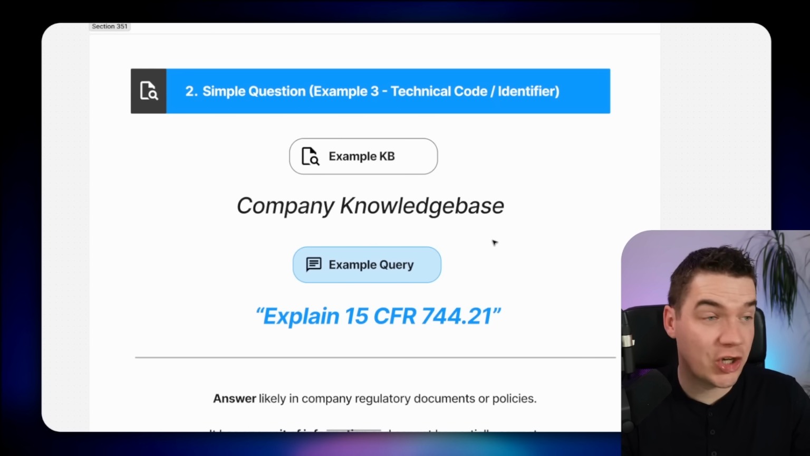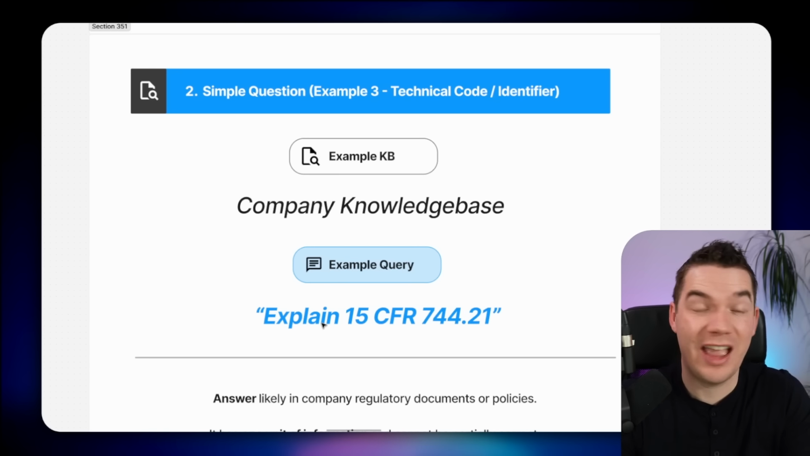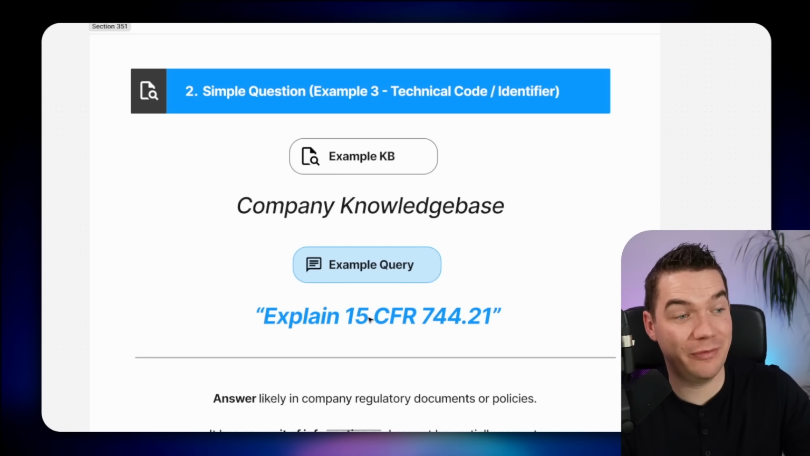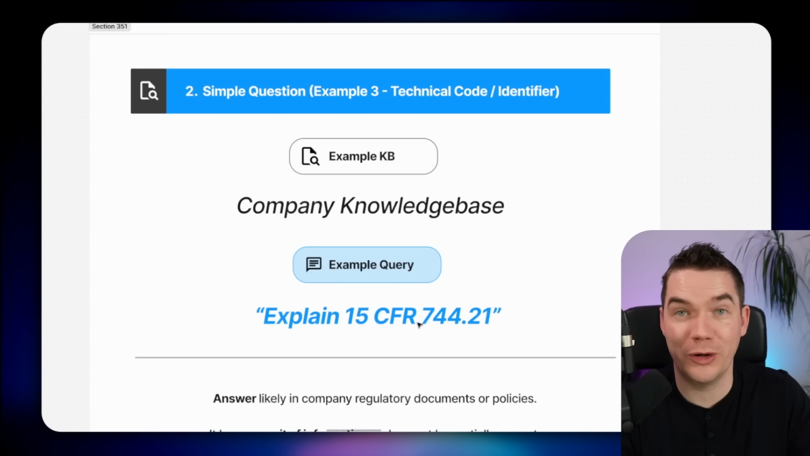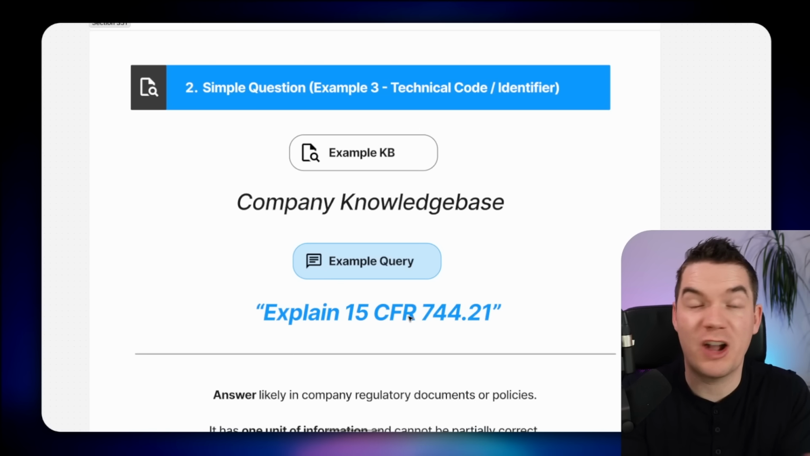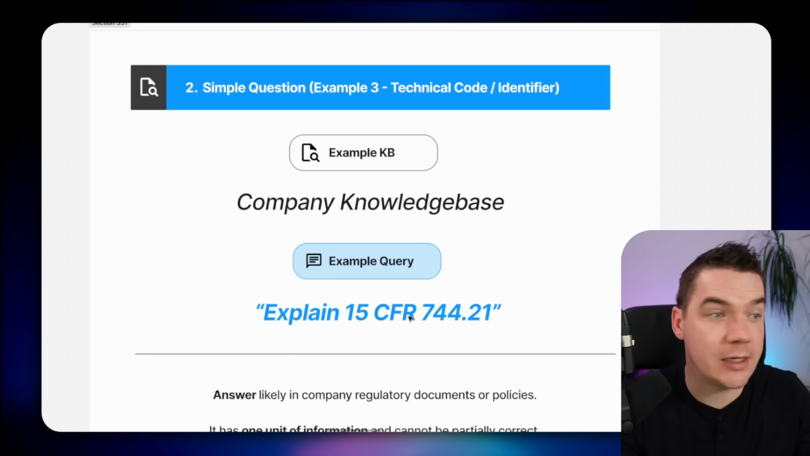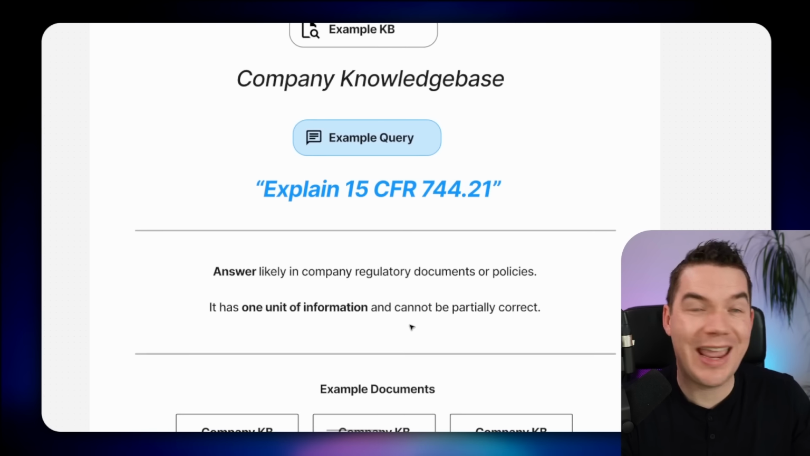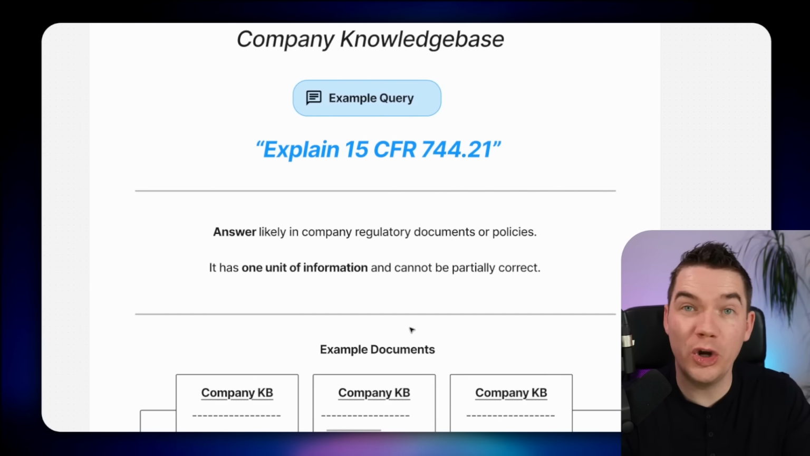Another simple question example is this type of query: explain, and then a random code that's specific to that company. So, explain 15 CFR 744.21. This could be a company regulation or a policy or something like that, and it'll be contained in those documents. It has one unit of information.